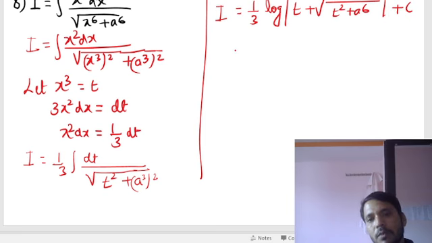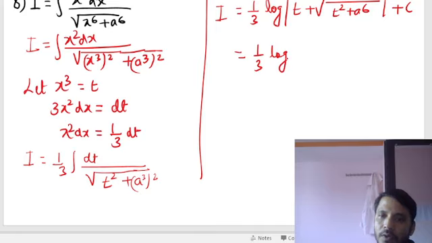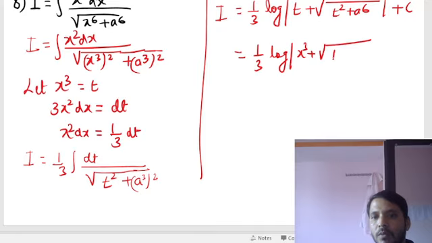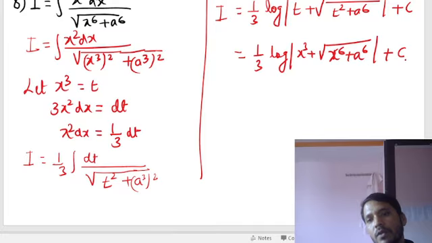Now just we have to replace our t. So 1 by 3 log of what? So log of t. T means what? T means x cube, and plus under root of t, x cube and then whole square, that means it is x to the power 6 plus a to the power 6 plus c. So this is the question number 8 answer. I is equal to this final answer, right?